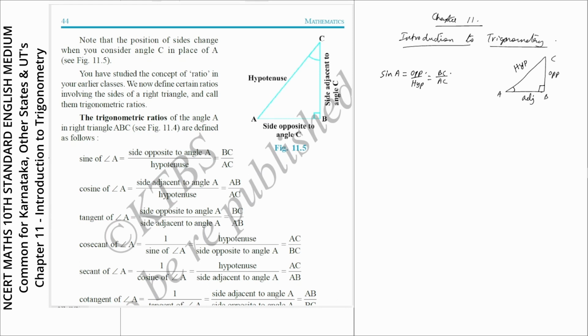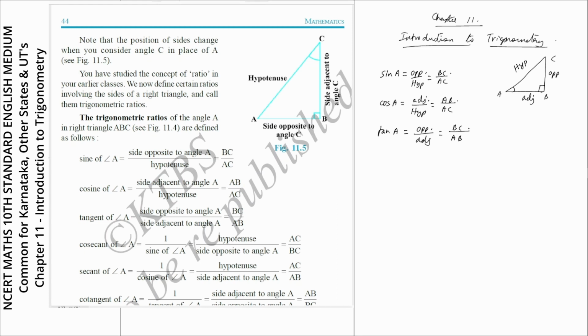Similarly, cosine of angle A, or simply cos A, is defined as adjacent side by hypotenuse side. So the adjacent side is AB with respect to angle A, and the hypotenuse is AC. Similarly, tangent of angle A, or simply tan A, is defined as opposite side by adjacent side. So with respect to angle A, the opposite side is BC and the adjacent side is AB.